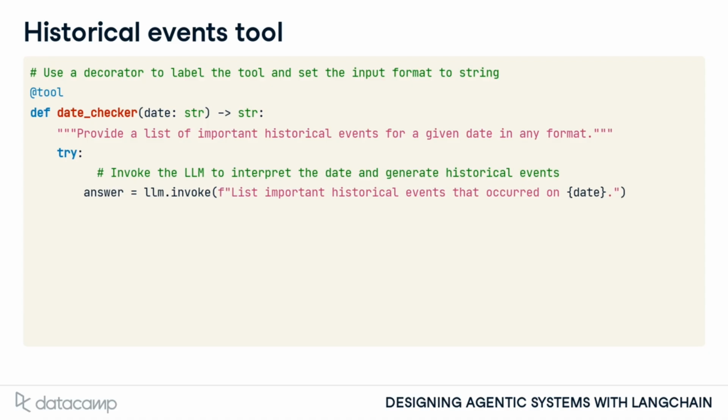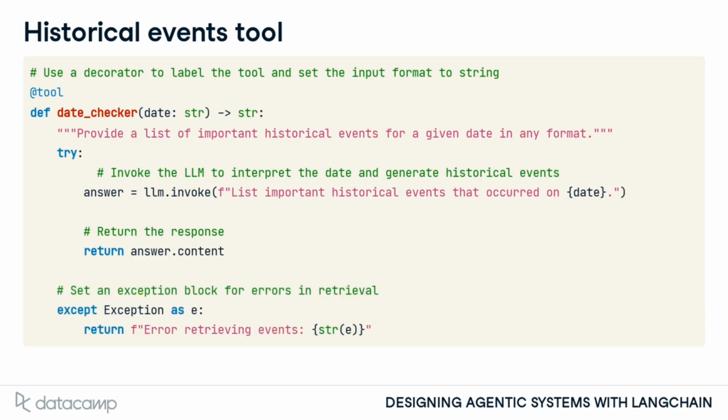Within the try-except block, we'll use the invoke method to invoke the LLM with the given date, passing another instruction that events must relate to the provided date. After saving the response in a variable called answer, we'll return its content. If the LLM fails to respond, we'll define an exception that returns an error message.